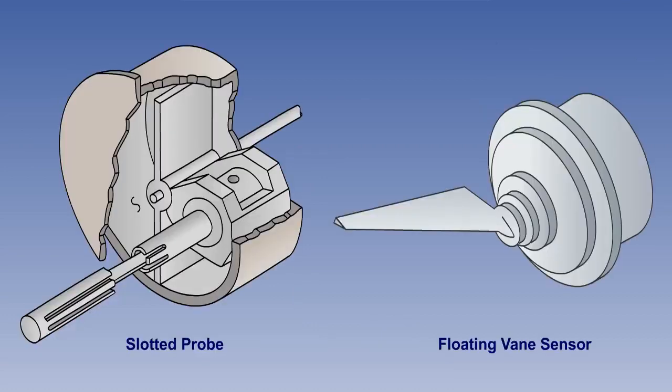Integral to an angle of attack indicator system is the angle of attack sensor. There are two types of angle of attack sensors in general use. They are the slotted probe and the floating vane sensor. Both types are protected against ice formation by heaters, and they are usually mounted on either side of the front fuselage. Let's look at the slotted probe first.